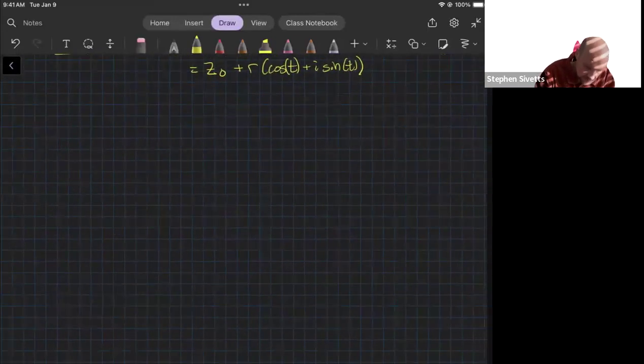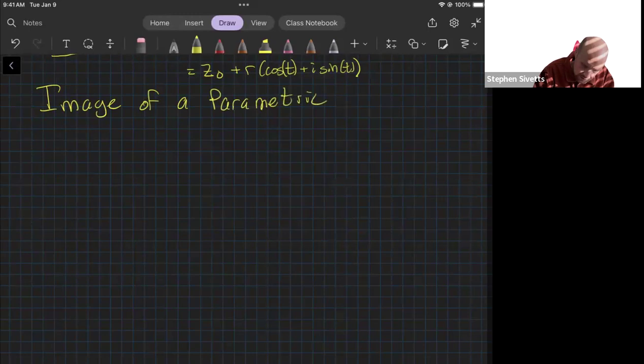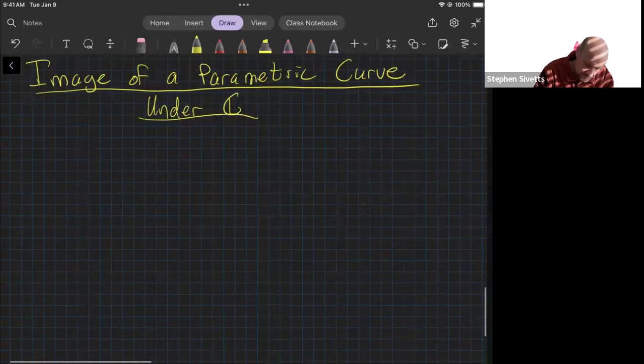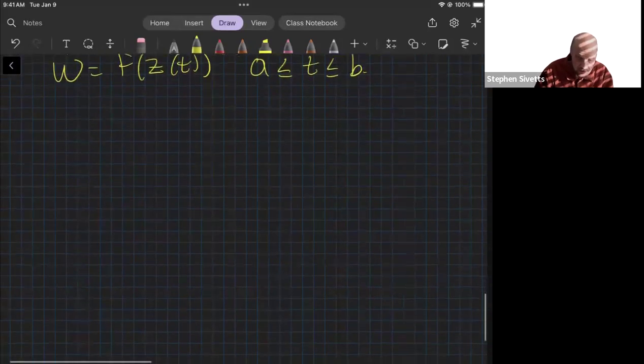There's also the definition of finding an image of a parametric curve. These are really easy to work with. Okay. The image of a parametric curve under a function in the complex plane, right? So this is how you figure out the image of a parametric curve: w equals f of z of t, where t is in between a and b, right? Okay. So here's an example.